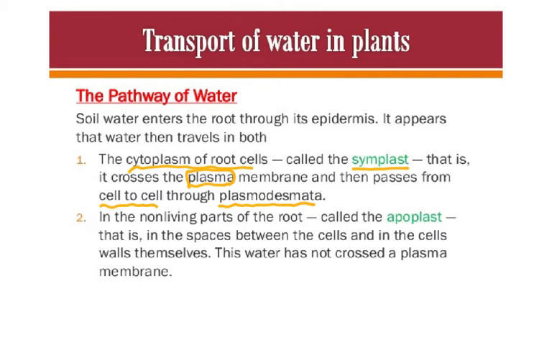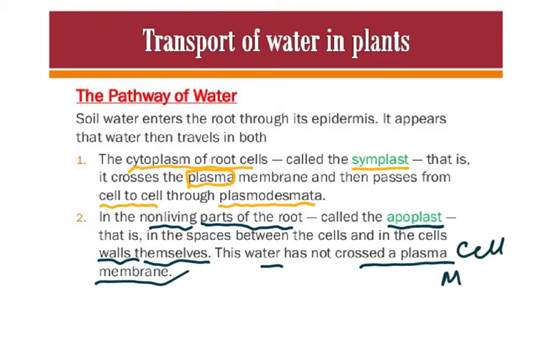Then the other, it says, in the non-living parts of the root, called the apoplast, that is in the spaces between the cells and in the cell walls themselves. And this water has not crossed a cell membrane. Plasma membrane is cell membrane.